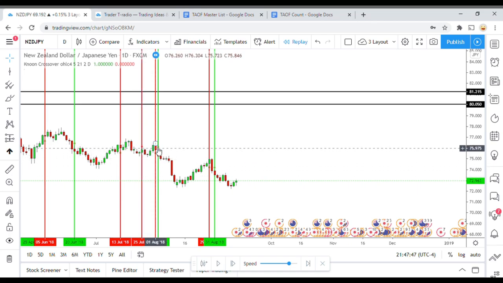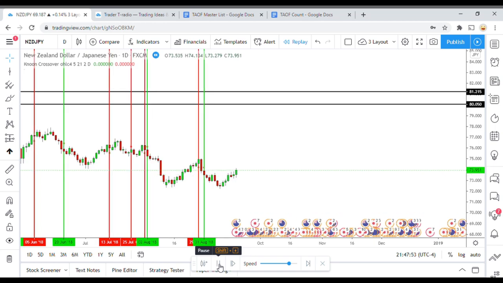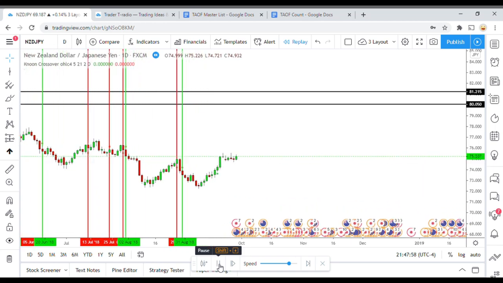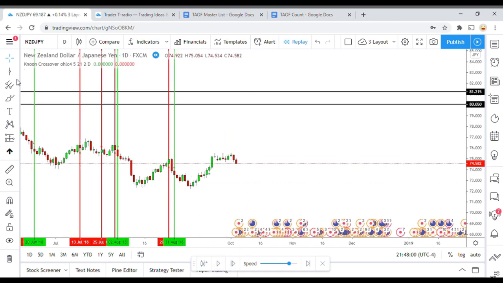Picked up a short here, unfortunately stopped us out, but did hear another long before it pulled back, giving us a short that ended up winning. There we go, we finally picked up a long. That got us to take profit.